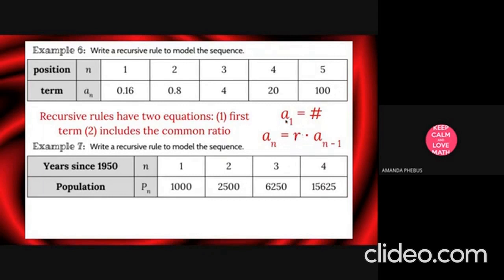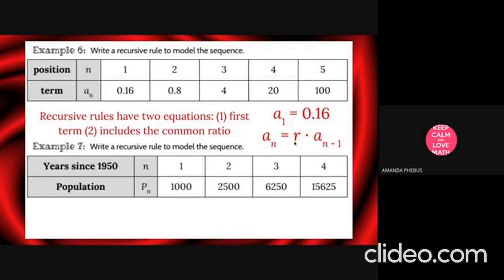So the first term is whatever's in the first position. So it looks like a sub 1 equals 0.16. And then we have to figure out what we're multiplying by. Our numbers are definitely getting larger, and it might be hard to tell down here, but remember, to find your common ratio, you take a second number and divide it by a first number. So a number on the right divided by the number just to its left. So 20 divided by 4 is 5. So our common ratio is 5.